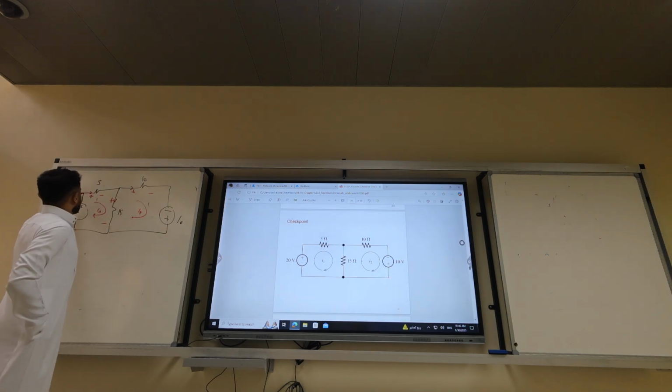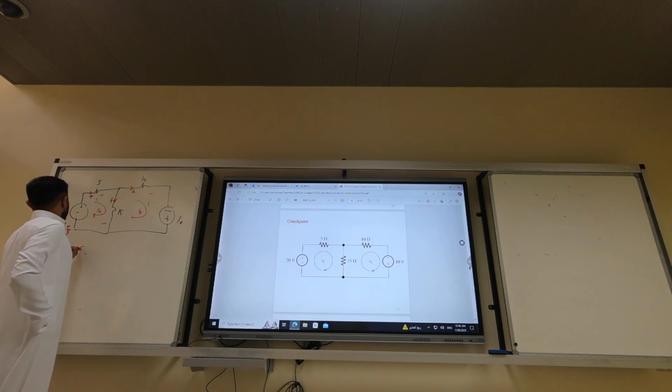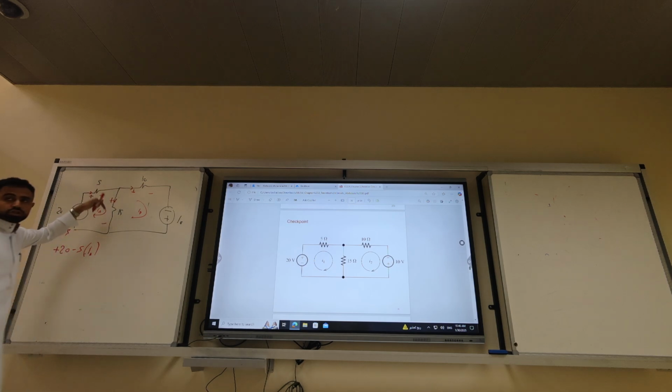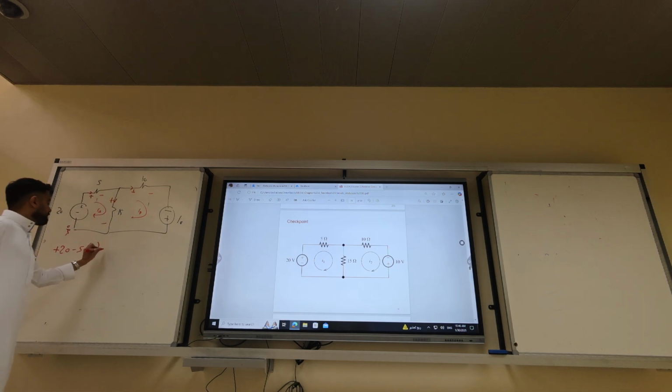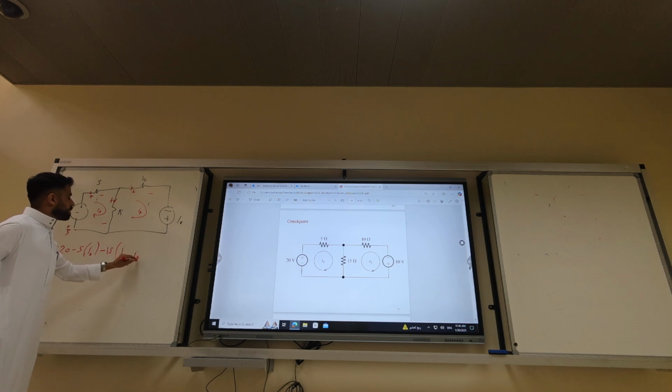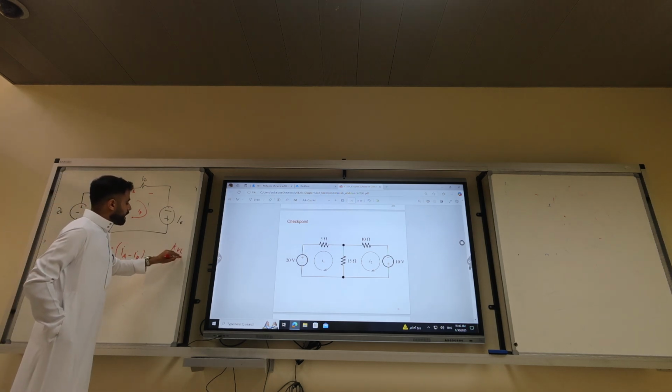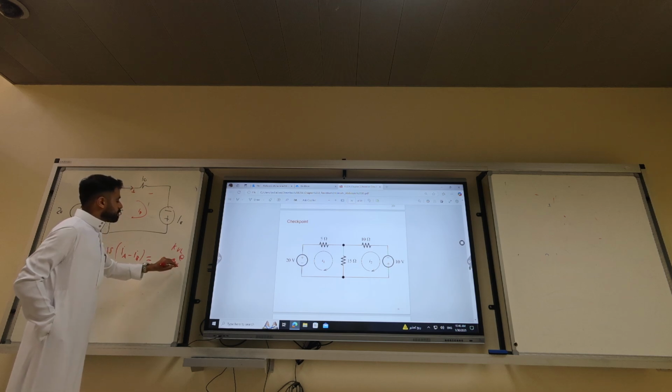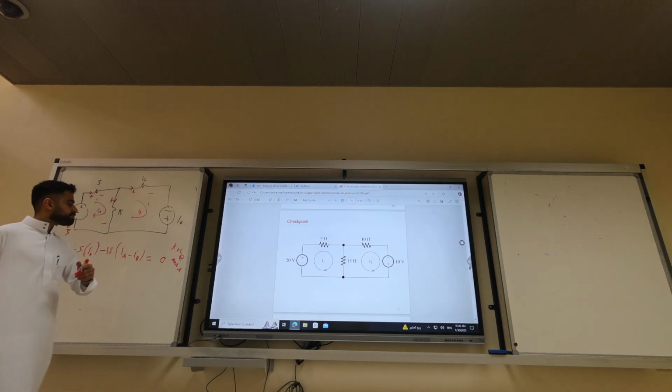Plus 20 volt. Okay, you wanna start from here? Yes. Okay, voltage rise, voltage drop. Voltage rise. Plus 20, here. Voltage drop, minus 5 times I1. It's minus 5 because it's a voltage drop times I. How about this current? Voltage rise, voltage drop? Voltage drop, minus 15 times. What's the current that goes through the 15? IA minus IB equals 0. So this is KVL at mesh A, or mesh 1.